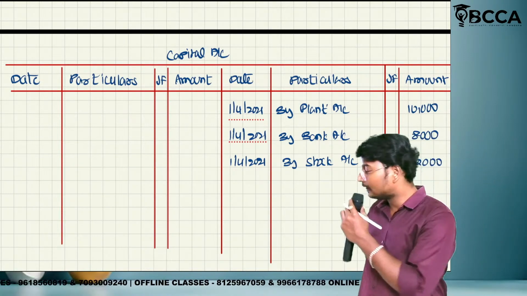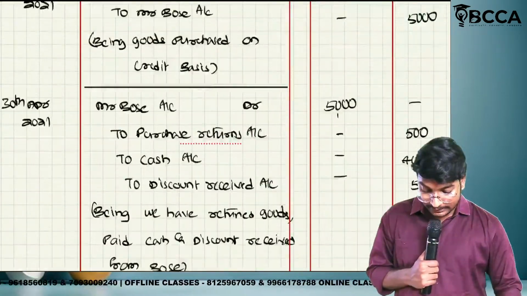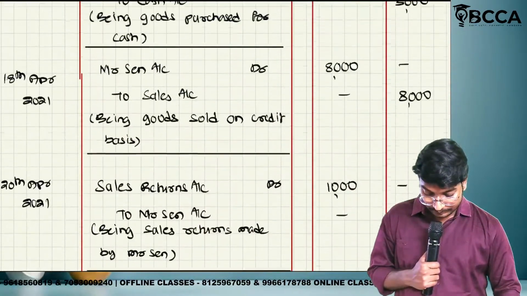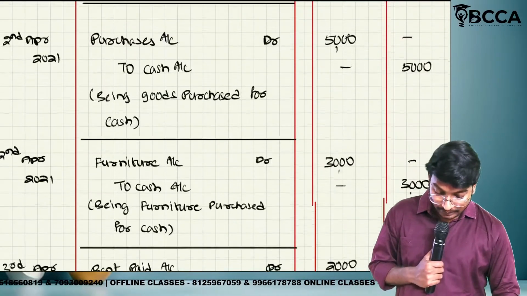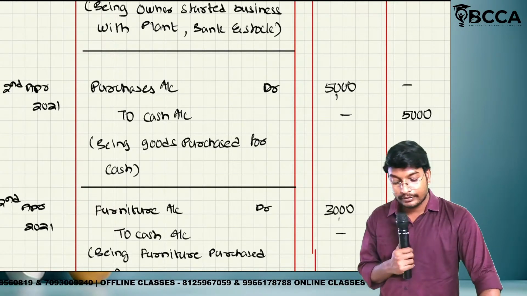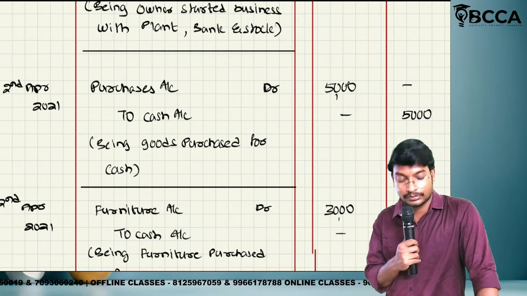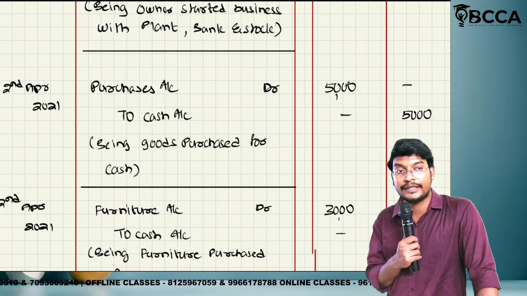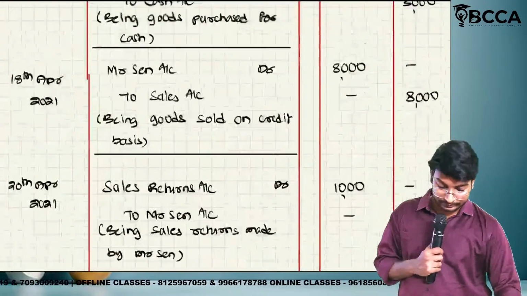What is the next one? What is the next journal entry? Furniture account, purchase account debit to cash account. We have opened the purchase account, no. We have opened the cash account, no. So we need to open again what? How many accounts? 2 accounts. Purchase account and cash account.